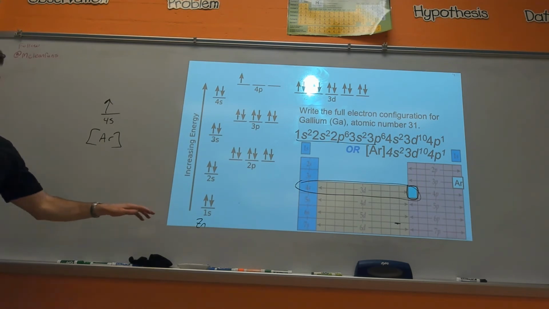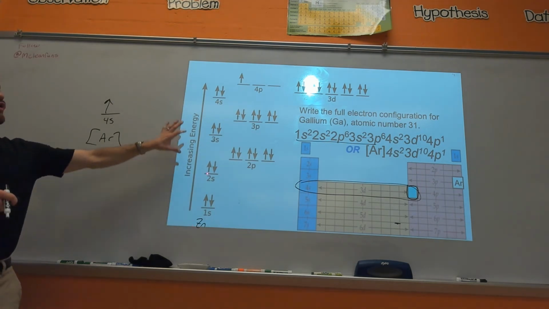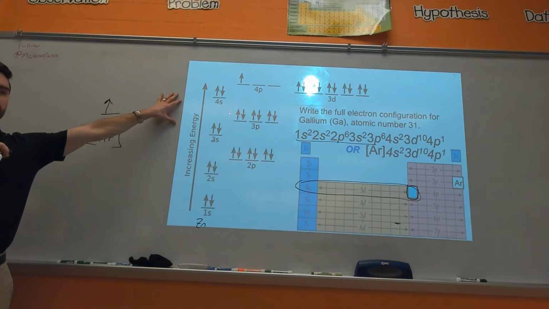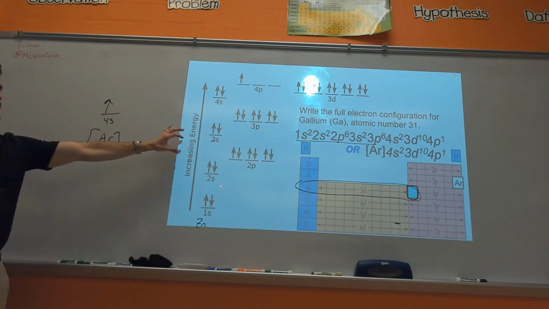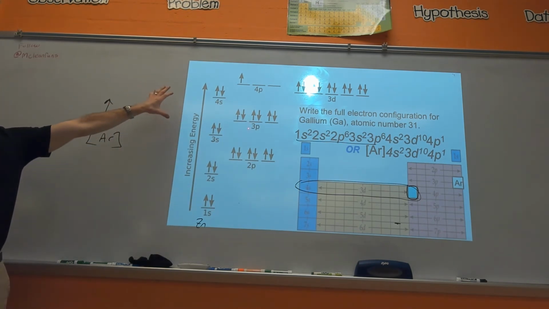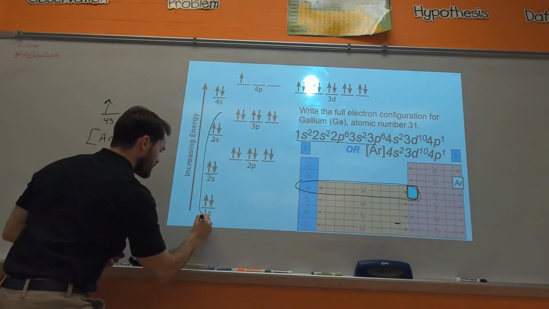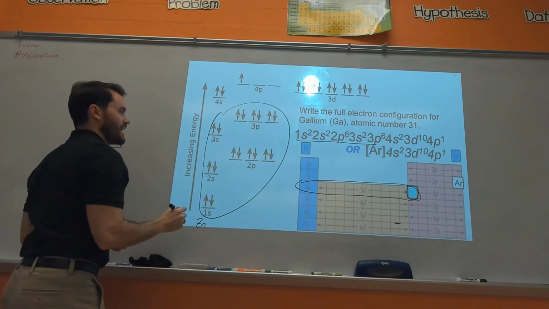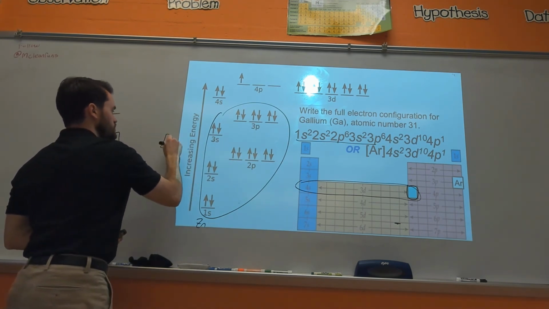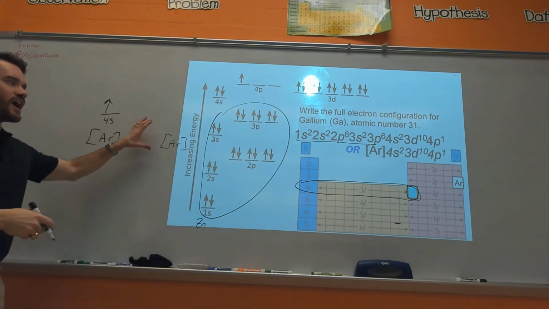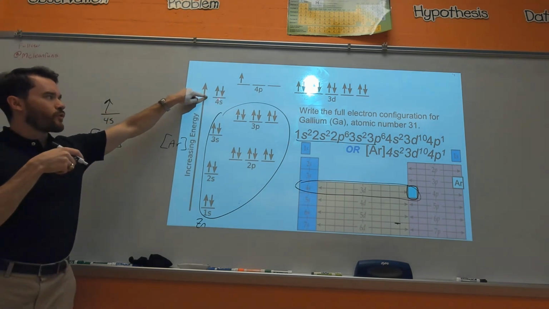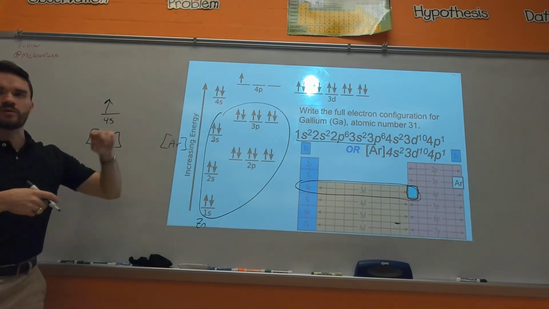Okay. Notice how this would be the full electron configuration for it, or orbital diagram for it. Again, the shortcut, the quicker way you could do it is this whole thing right here. That's the orbital diagram for argon. So you could just put brackets argon, and then you only have to do 4s, 3d, and 4p.